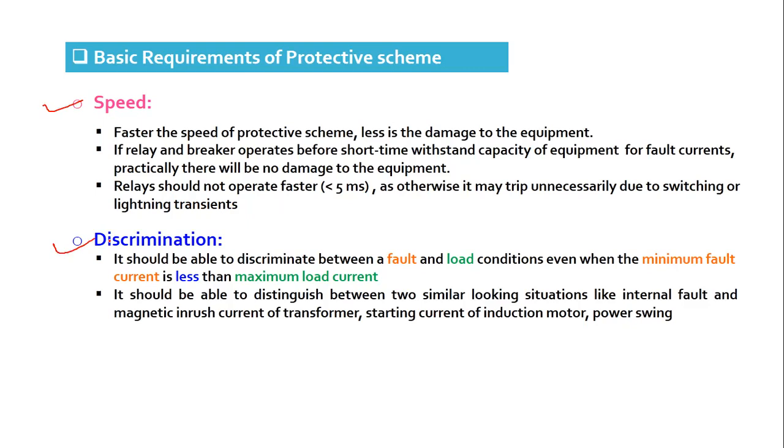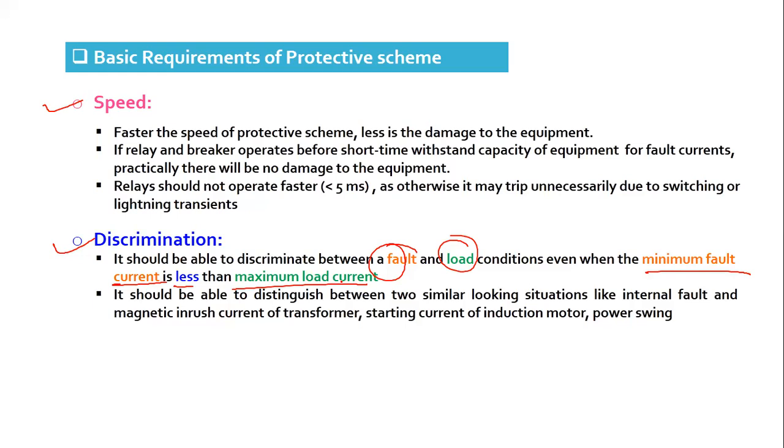Then the next characteristic is discrimination. What is discrimination? It means the protective scheme should be able to discriminate between fault and load condition even when the minimum fault current is less than the maximum load current. It means that even though the fault current is less than the load current, it will not create practical electrodynamic damage to the equipment.